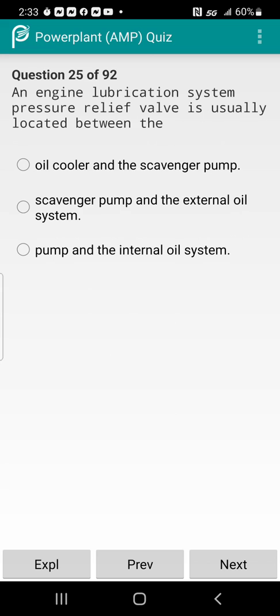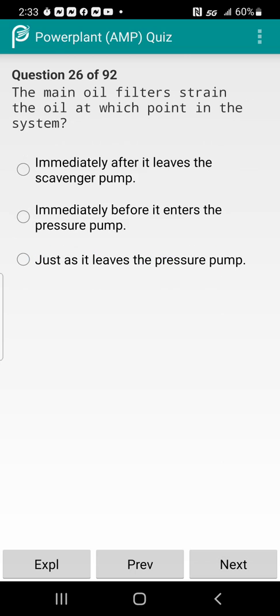An engine lubrication system relief valve is usually located between the pump and internal oil system. The main oil filter strainer strains the oil at which point in the system? Just as it leaves the pressure pump.